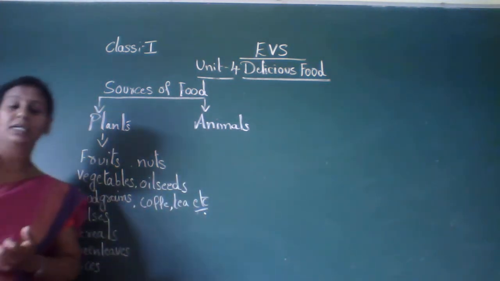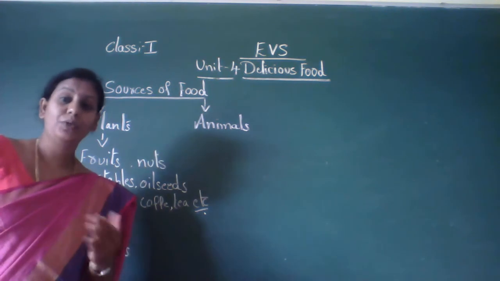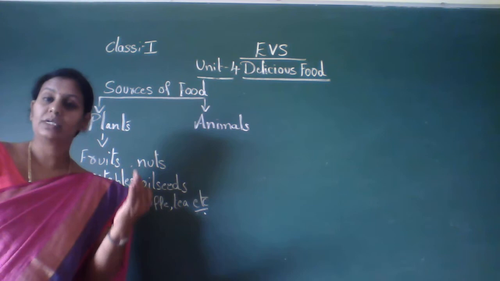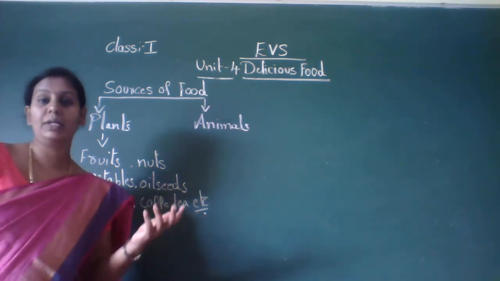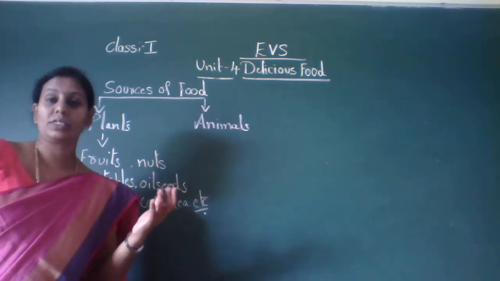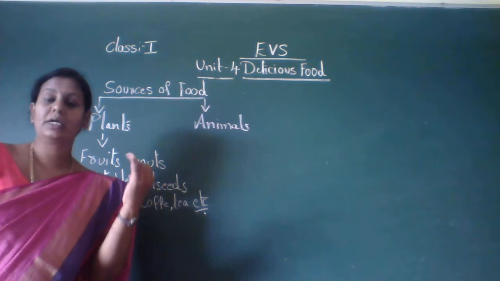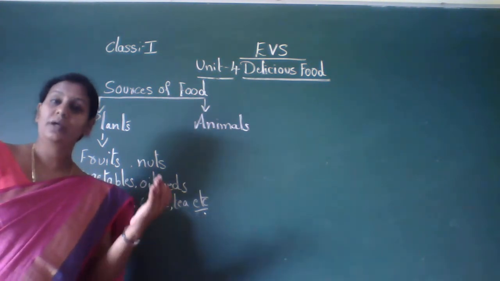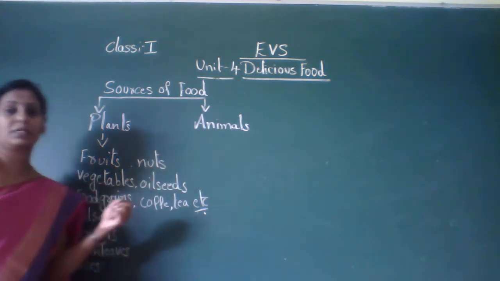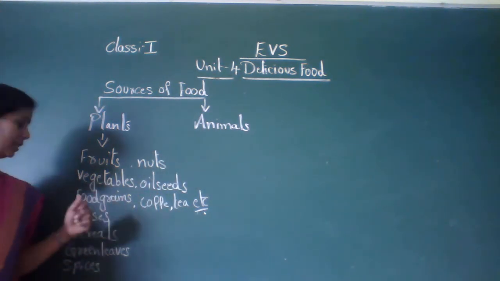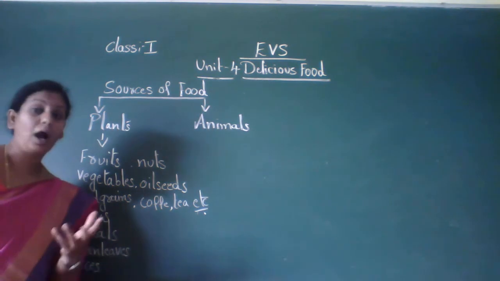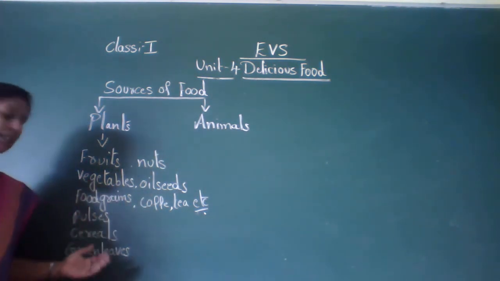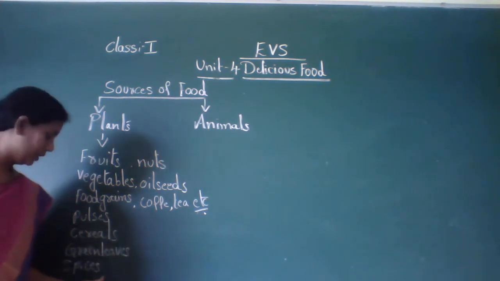Then food grains. Name some food grains. Food grains means rice, ragi, wheat, jowar, maize, millets, all these things are called food grains. Rice, ragi, wheat, millets, jowar, bajra, maize, all these come under food grains. Then pulses, like green gram, and cereals. Then green leaves. Then spices.